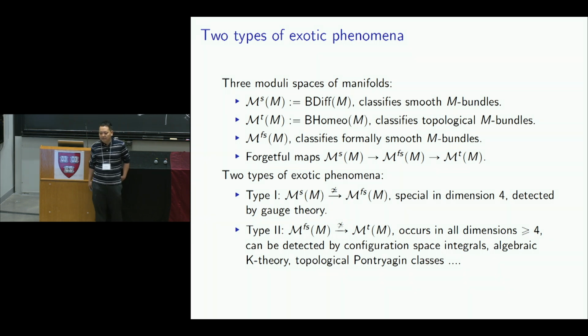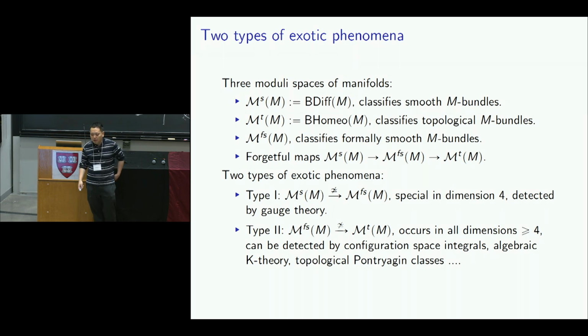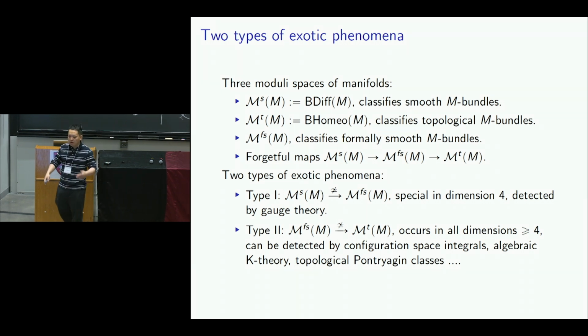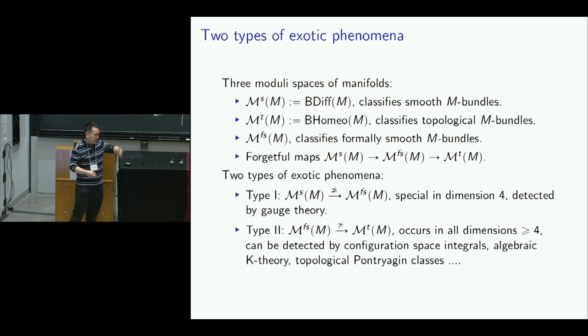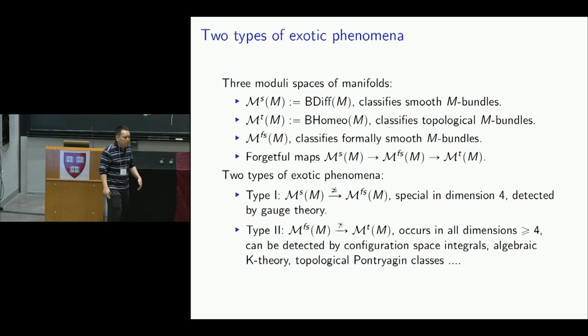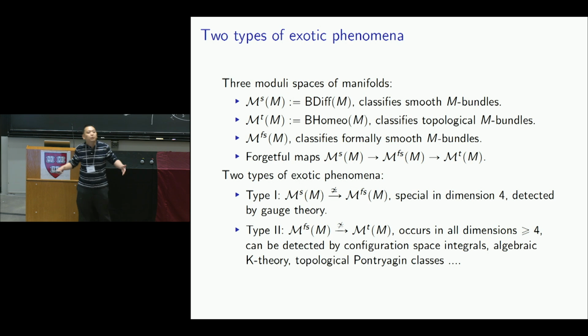The second type of exotic phenomenon happens in all dimensions greater than or equal to 4. It is essentially the difference between formally smooth structures and topological ones. It is bundle theoretic. What we prove is that configuration space integrals only detect exotic phenomena of type 2. So these two exotic phenomena, detected by gauge theory and by configuration space integrals, are more or less perpendicular to each other.